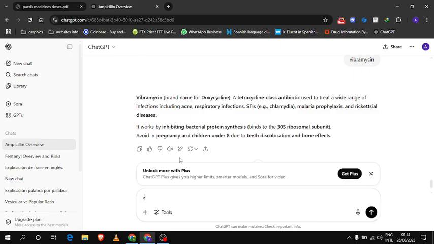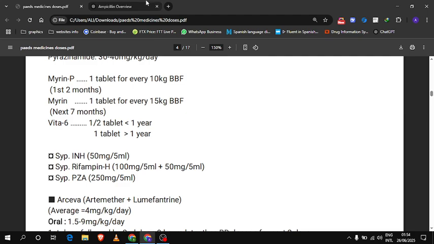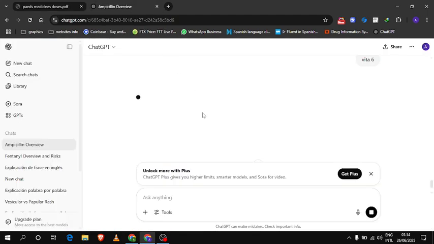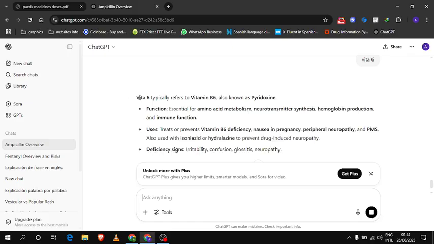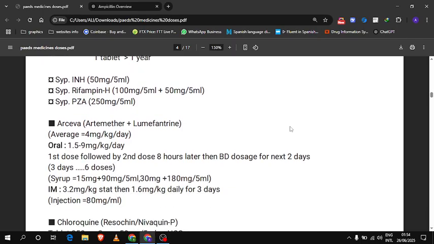Sorry, it is not a vitamin. Let me check it. Vita 6, half tablet less than 1 year and 1 tablet more than 1 year. Oh yeah, sorry, I was right. It is B6 pyridoxine to prevent the nerve degeneration. The syrup isoniazid is 50 mg by 5 ml, syrup rifampin is 100 mg by 5 ml, and there are two strengths, 100 mg and 50 mg, and syrup pyrazinamide is 250 mg by 5 ml.